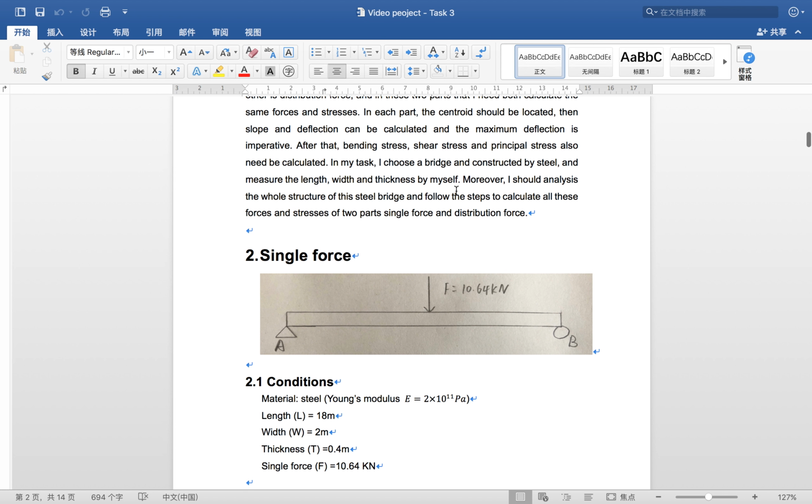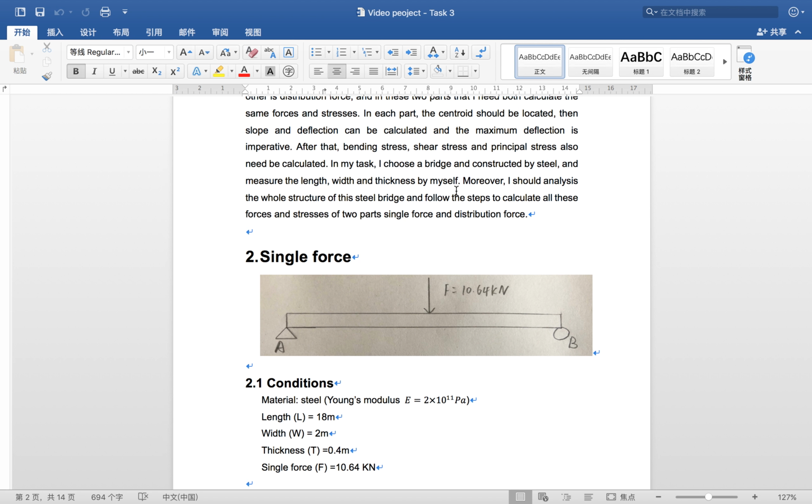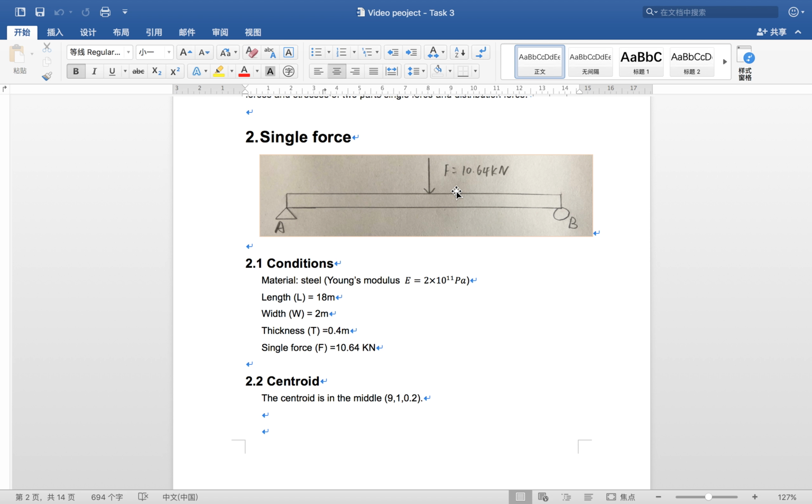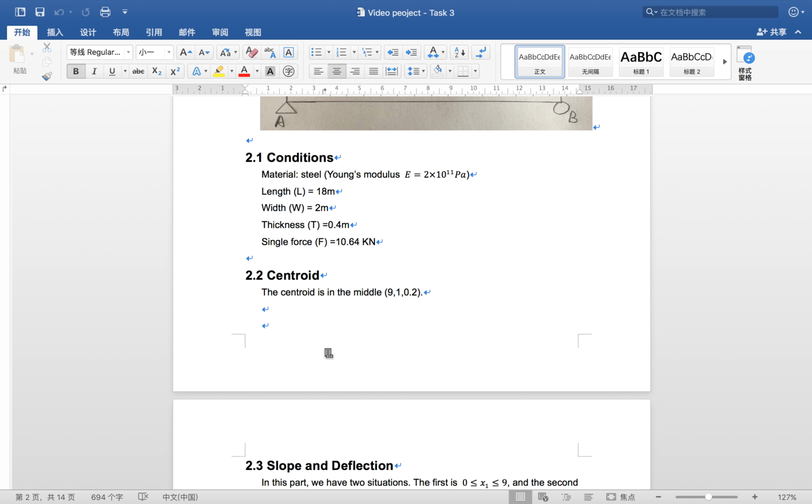And for VP task 2 and its rule, the force applied to my bridge is 10.69 kilonewton. And I found Young's modulus for steel, and the length is 80 meters, the width is 2 meters, and the thickness is 0.4 meter. First, let's move to the centroid. The centroid in my bridge is located in the middle, at the point of 910.2.